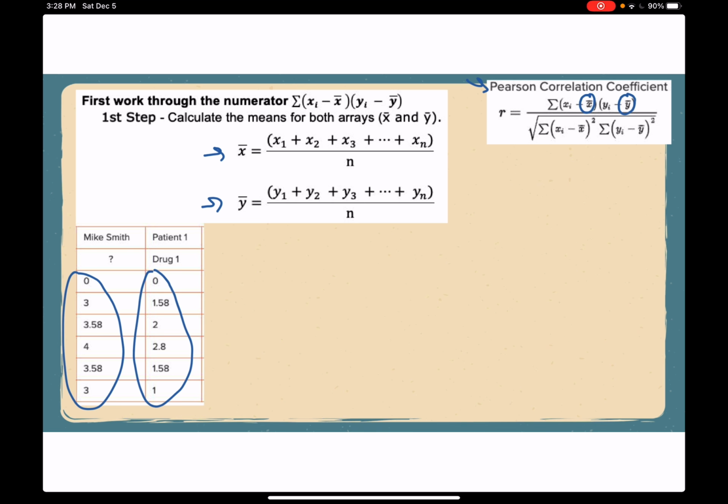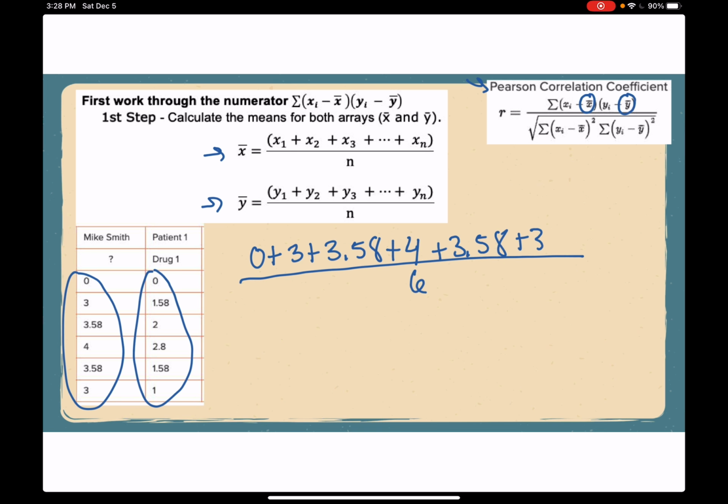So for Mike, it would be 0 plus 3 plus 3.58 plus 4 plus 3.58 plus 3 divided by n, which is the number of numbers that you have in your set. We have 6 genes that we're looking at, 6 numbers, so divided by 6. When you add them all up and divide by 6, you should get 2.86.